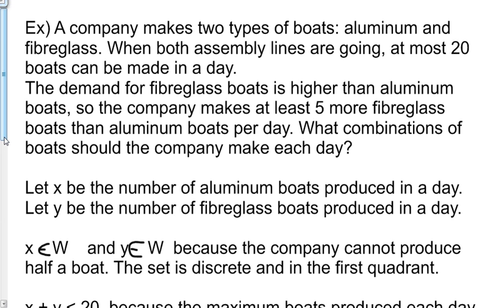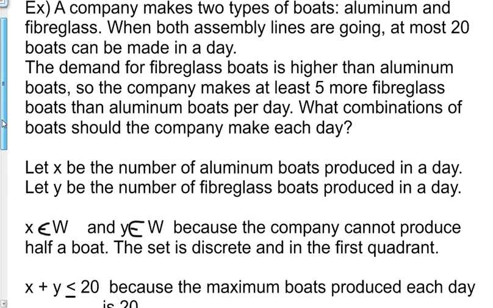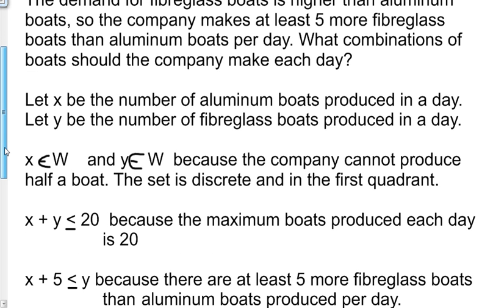Let X be the number of aluminum boats, let Y be the number of fiberglass boats. X is in the whole numbers because we can't have half of a boat and we can't have a negative boat, and Y is also in the whole numbers for the same reason. The set is discrete and is in the first quadrant. It's discrete because we can't have 1 and a half. It's in the first quadrant because we can't have negative 1.